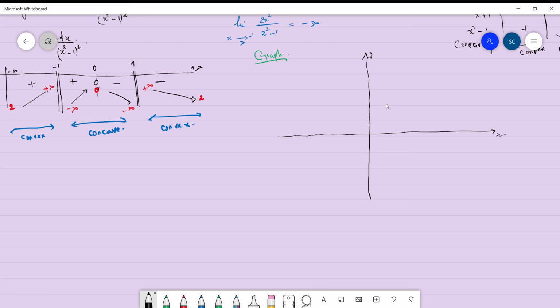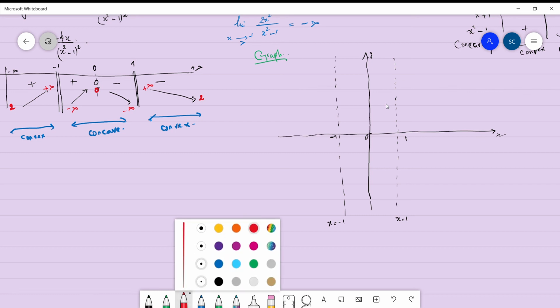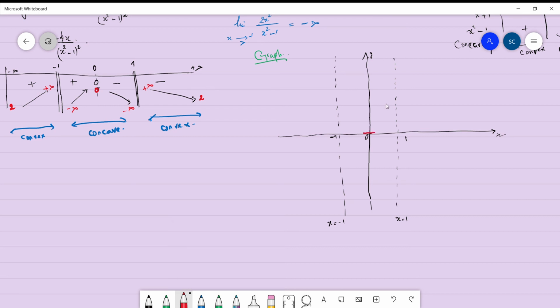So I have my two values that I need to eliminate, and at the same time these are vertical asymptotes, at x equal 1, x equal minus 1. At 0 we have 0. We have a horizontal tangent. So let's put all the things that are important in red and see them clearly. There is only one critical point. We have a horizontal tangent also. Let's put it in green.